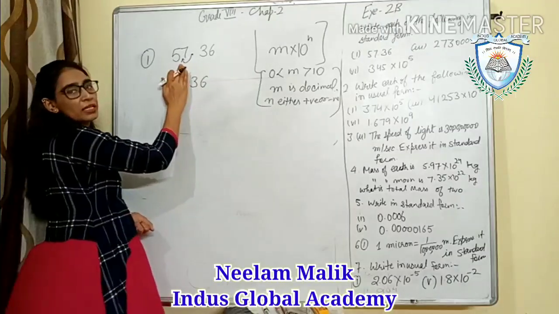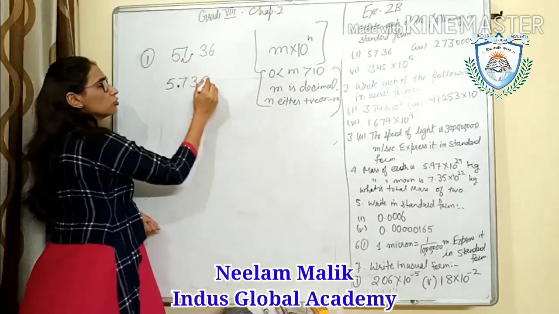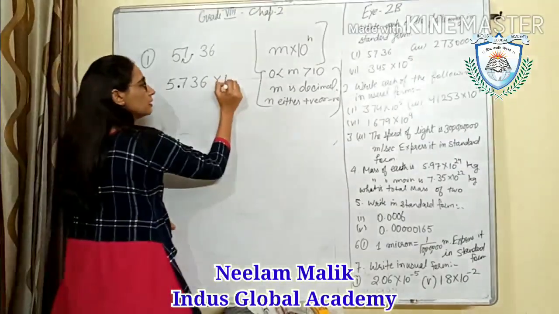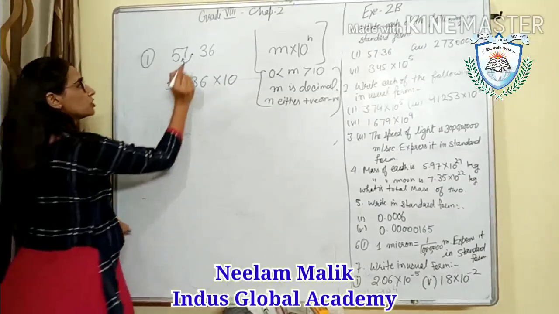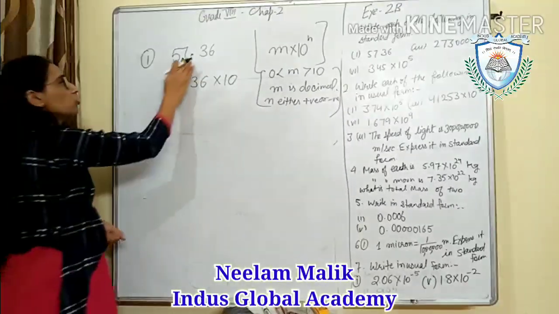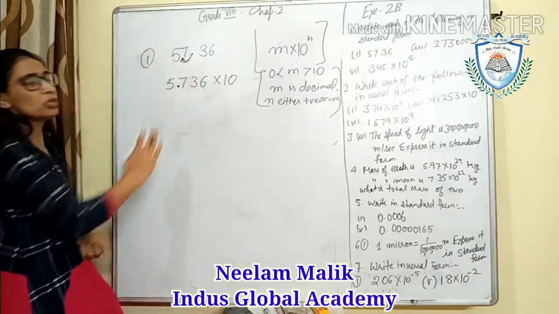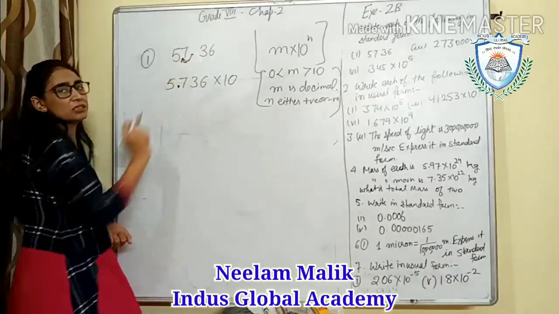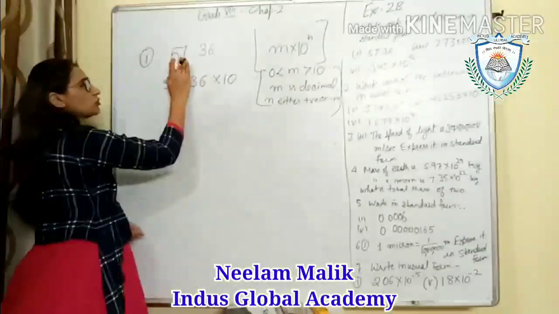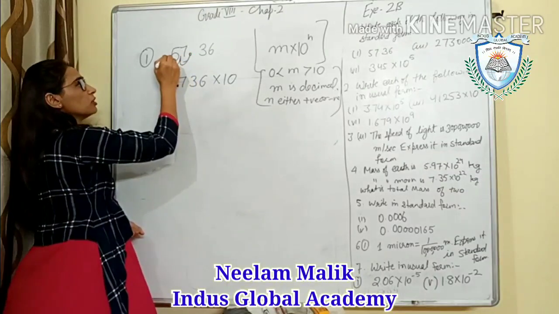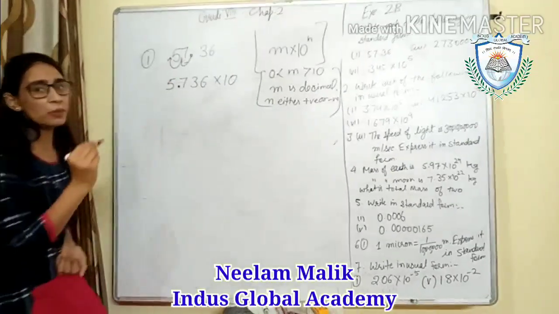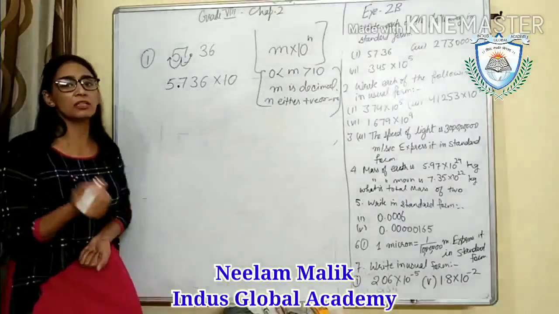When I'm shifting this point here, I have to multiply this number by 10, because I'm shifting this point one place to the left side. Okay, when you shift the decimal point to the left-hand side by one place, you will multiply by 10. Suppose you are shifting this point from here to here, means 2 jumps, then you will multiply by 10 raised to power 2. If you are jumping 3 places to the left-hand side, then you will multiply by 10 raised to power 3.